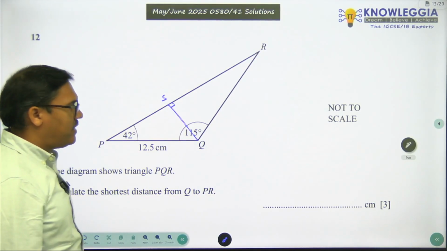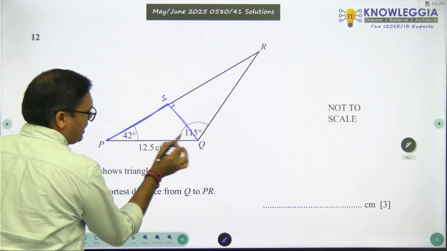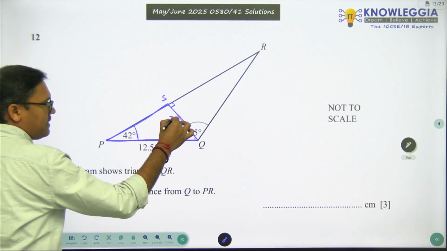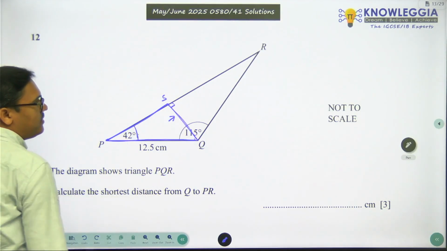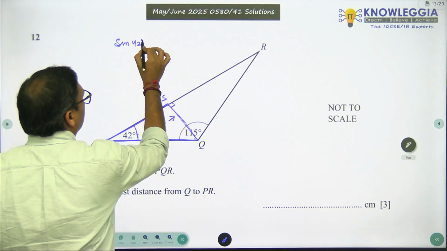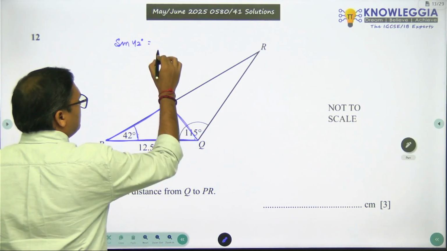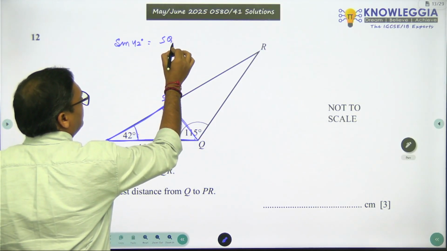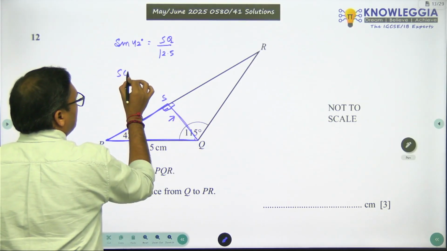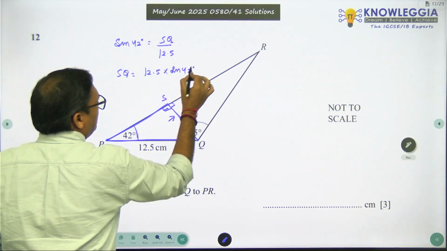Okay. Now how will you find this? You can clearly see this triangle is a right angle triangle, and this side is opposite to this angle. So I can apply trigonometry and say for opposite we will use sine. That is sine 42 degree. This is hypotenuse because this angle is 90 degree. So sine 42 degree is SQ, the shortest distance, upon hypotenuse, which is 12.5. So SQ is equal to 12.5 multiplied with sine 42 degree.